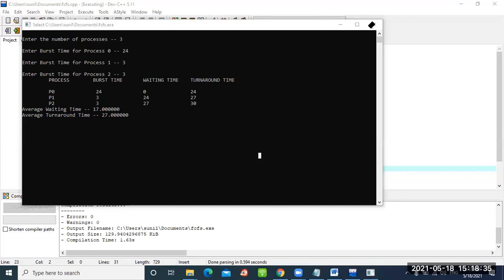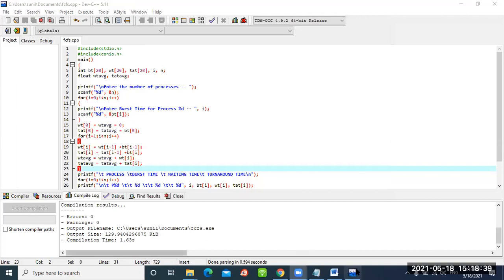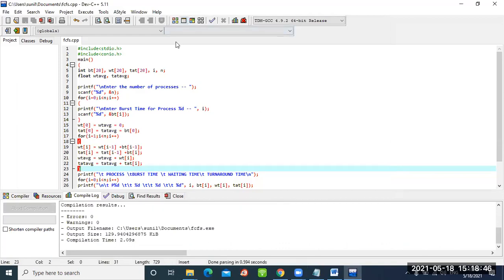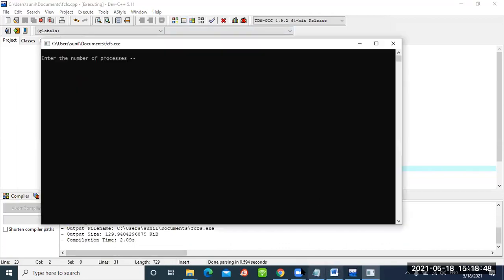Fine, so let's check the second question which was done in class. ठीक है. So let me compile, then run. So what is the second question? Just we have the process P and burst time BT.